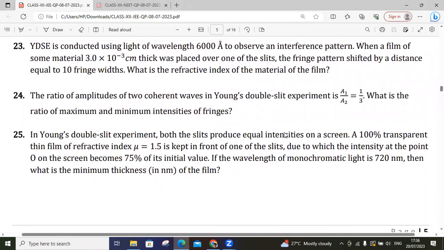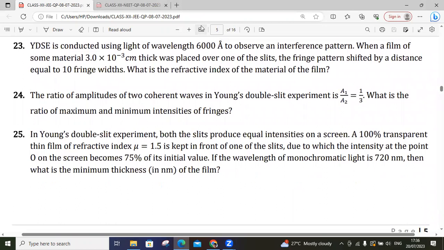23rd problem. YDSE is conducted using light of wavelength 6000 angstrom to observe an interference pattern. When a film of some material 3 into 10 power minus 3 centimeter thick was placed over one of the slits, the fringe width shifted by a distance equal to 10 fringe widths. Okay, this is the shift problem. Shift we have discussed. How much will be the shift? Mu minus 1 into T into capital D by d. This much will be the shift.